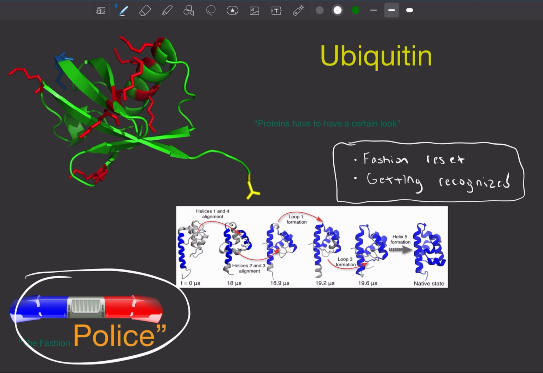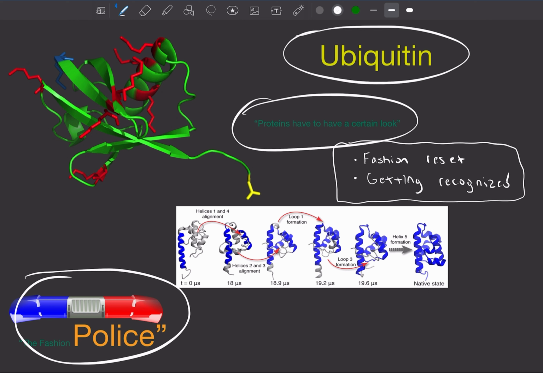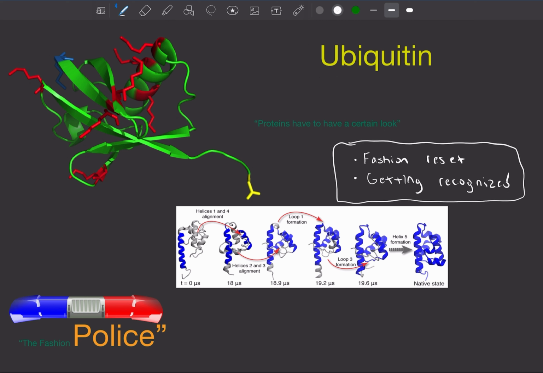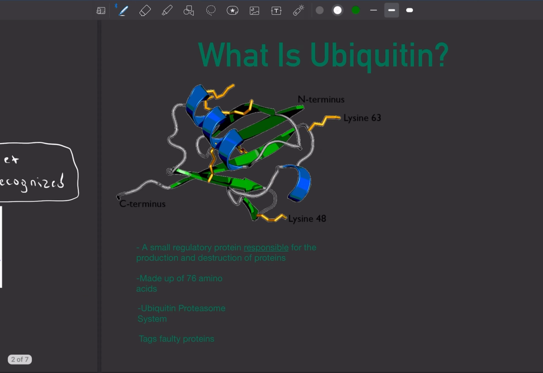And if they do not look a certain way, ubiquitin is going to come in and say, nope, you guys cannot be used. You're not in the right shape. You don't have that special look. You aren't folded correctly. Ubiquitin can handle all of that. With proteins, it's all about getting recognized as well. If a protein is not recognizable, it cannot be used. So let's go to the next slide so you can get a better idea of this.